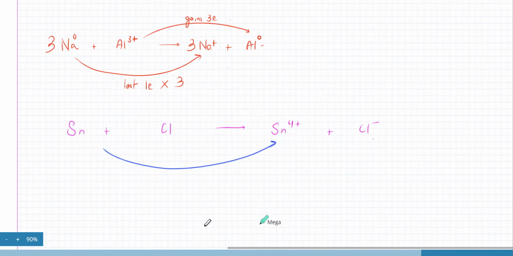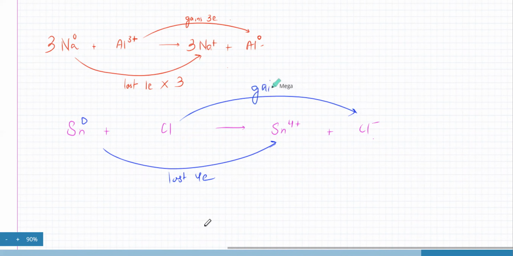And did it lose them or did it gain them? 0 to plus 4, what's happening to the oxidation state? Is it increasing or decreasing? It's losing four electrons. Yeah, so it's losing 4 electrons, right? What's happening to Cl? It's gaining an electron. And it gains 1 electron.